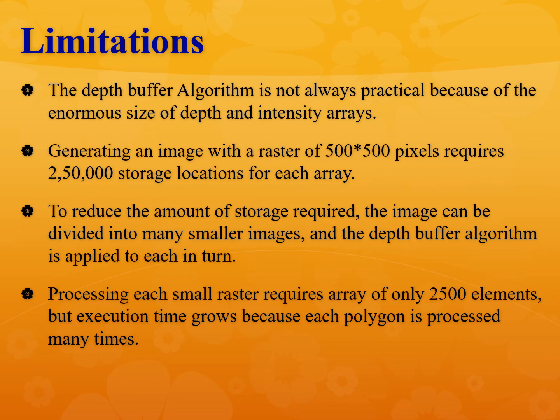Next are the limitations of Z-buffer. The depth buffer or Z-buffer algorithm is not always practical because of the enormous size of the depth and intensity arrays. Generating an image with a raster of 500 by 500 pixels requires 250,000 storage locations for each array. To reduce the amount of storage required, the image can be divided into many smaller images and the depth buffer algorithm is applied to each in turn. Processing each small raster requires an array of only 2500 elements, but execution time grows because each polygon is processed many times.